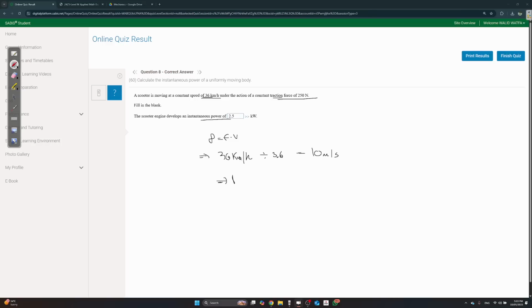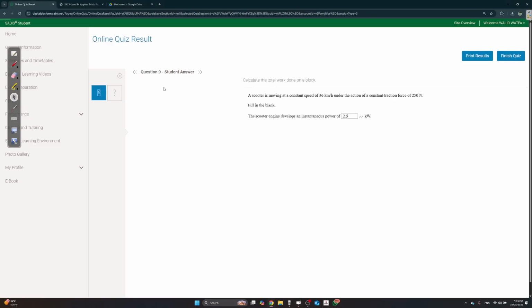So therefore, the power is equal to the force, 250, times 10, which is equal to 2,500 watts. In kilowatts, you divide by 1,000, so it's going to become 2.5 kilowatts. Okay. Question 9.